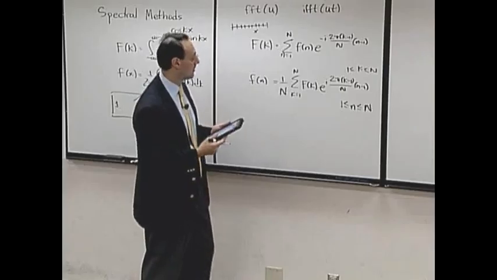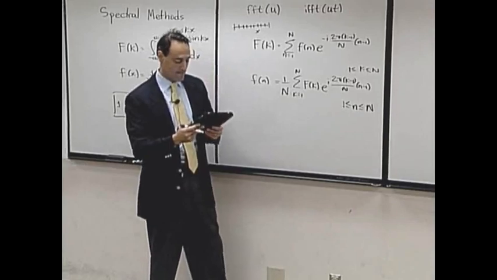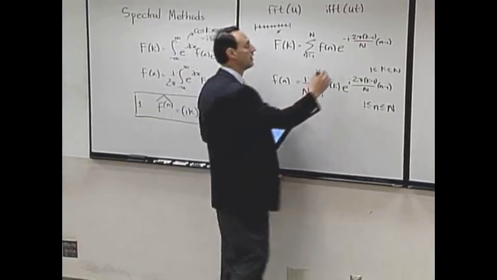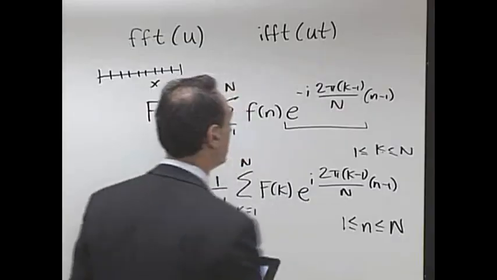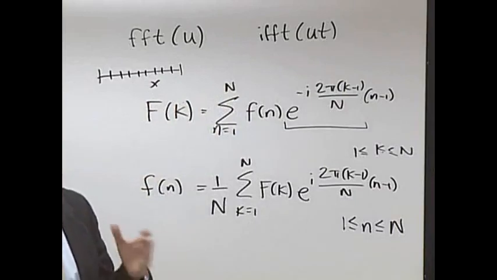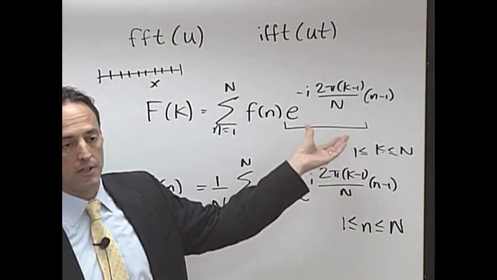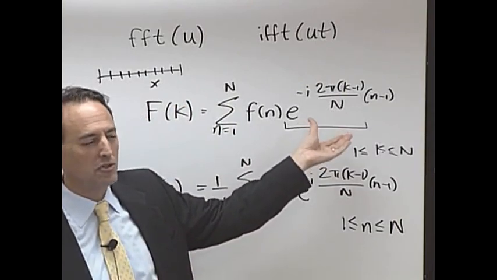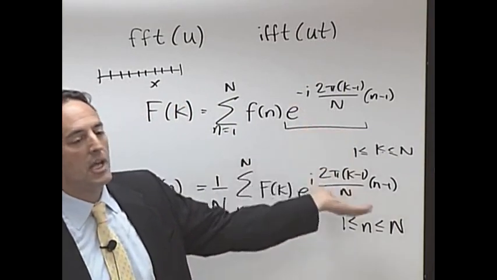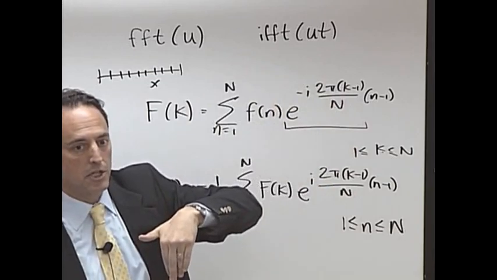I'm going to make an observation here, which is concerning this guy. What we want to understand is the effect of this kernel, and what does this kernel look like? This is the kernel of our transform. This is what's taking our information and encoding it now in frequency content.